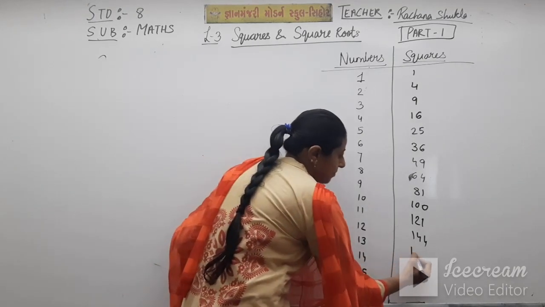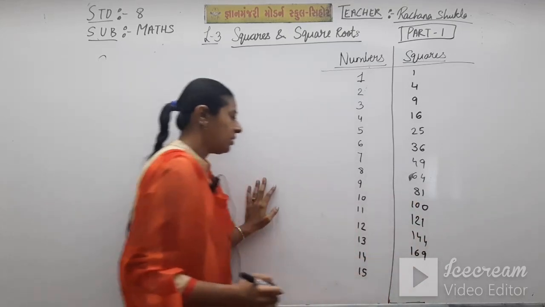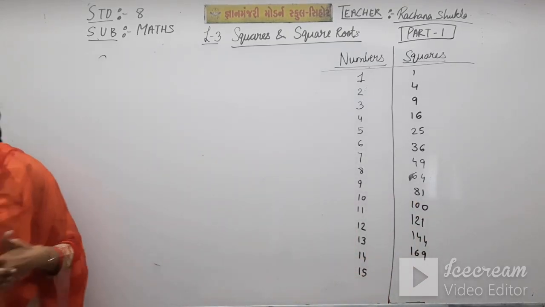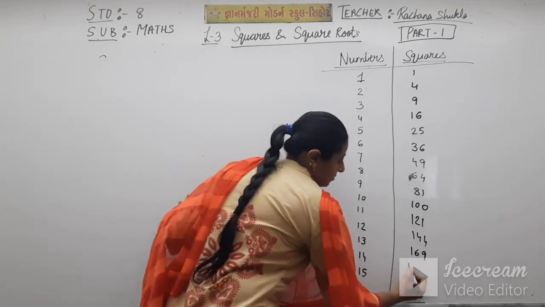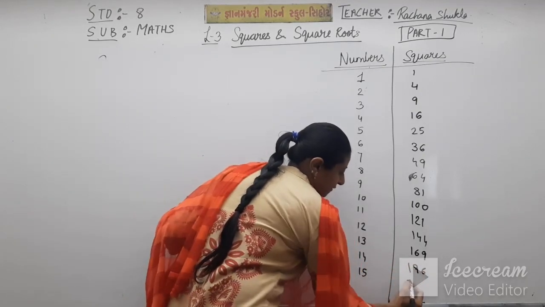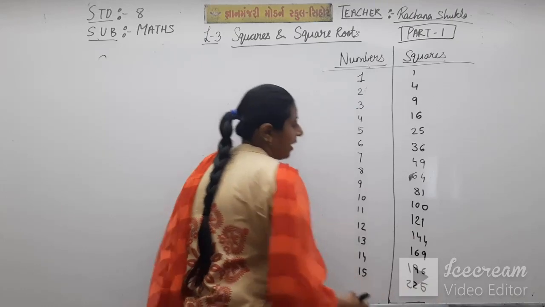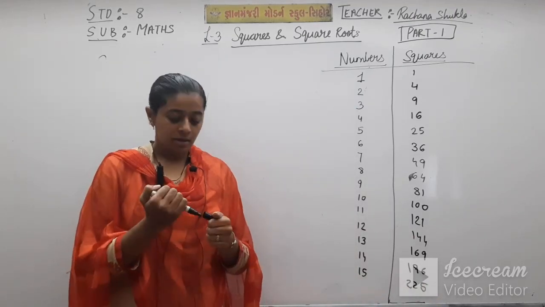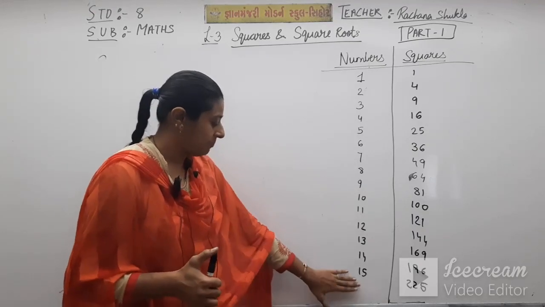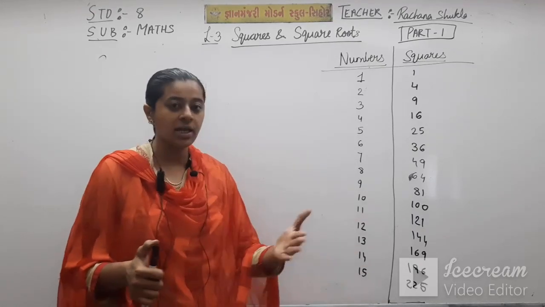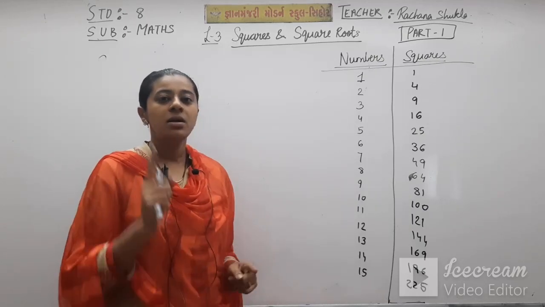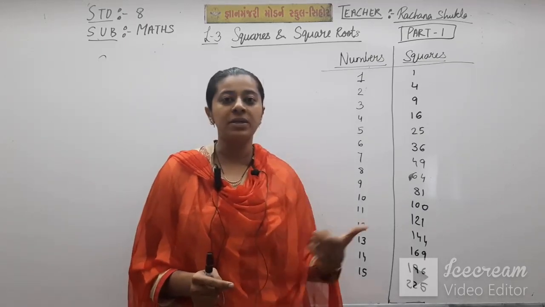13 13s are 169. Then comes 14 14s are 196. 15 15s are 225. You have to complete this up till 20. Again 16, 17, 18, 19 and 20. So you will make a table in your fair book up till 20.